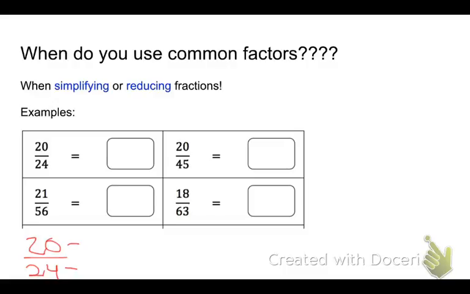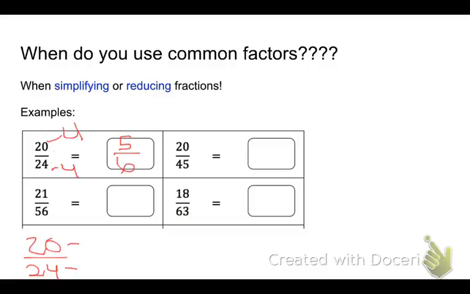So when I'm thinking of 20, the first fact that comes to mind is 5 times 4. I look down at 24 and I think, does 5 or 4 make 24? And I think, yes, 4 does. So 4 is a factor that they have in common. That's the one I'm going to use. I'm going to divide them both by 4. 20 divided by 4 is 5. 24 divided by 4 is 6.